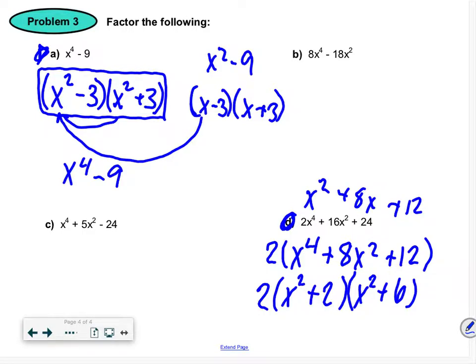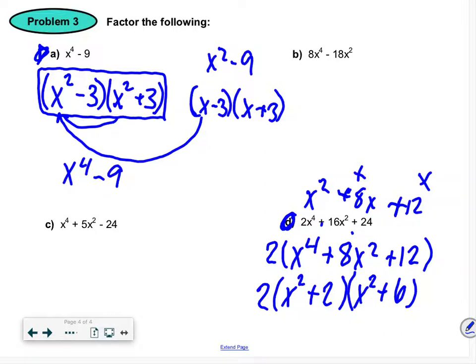It doesn't matter if you flip those around. Can I break either of these down? No. Sorry. 2 times 6 is 12, so we want to multiply to our end and add to the middle. 6 plus 2 is 8. Yep, because here we got a plus and a plus.